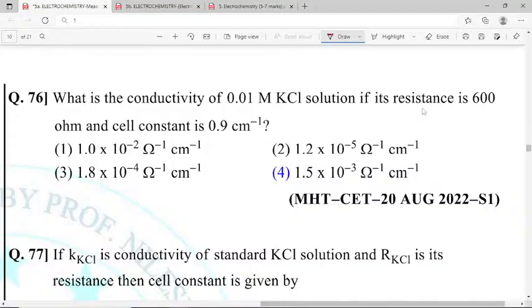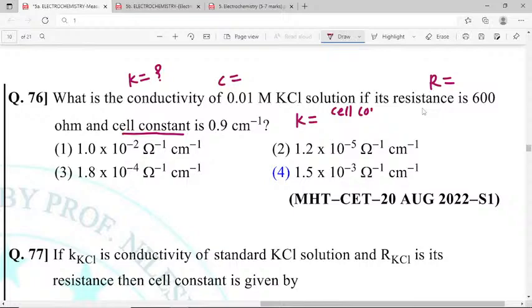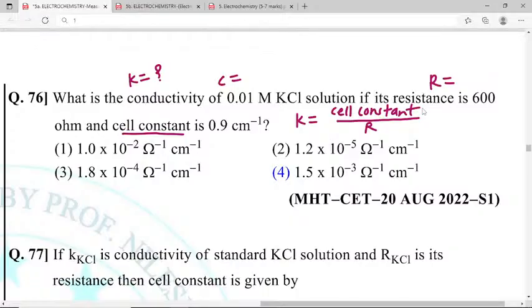What is the conductivity? Concentration is given. Resistance is 600 ohm. Cell constant is given. So what is the conductivity? K we have to calculate. Conductivity is equal to cell constant divided by resistance. Substitute the values, we will get the answer 1.5 × 10 to the power minus 3.